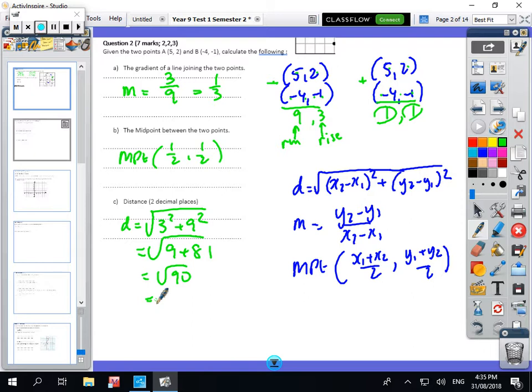I haven't got my calculator with me. 9 squared is 81, 10 squared is 100, so it's 9 point something. Okay, 2 decimal places. Okay, come across.